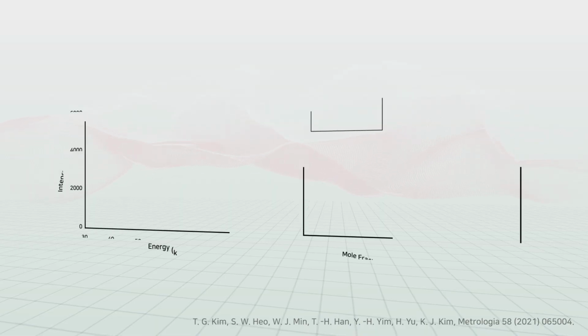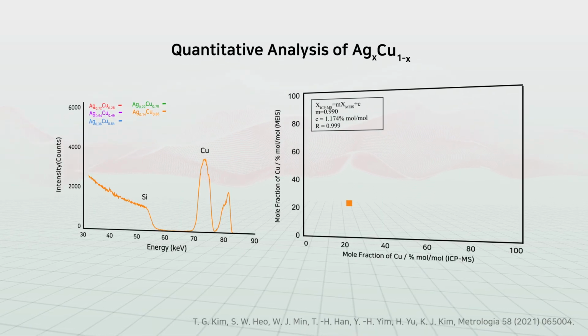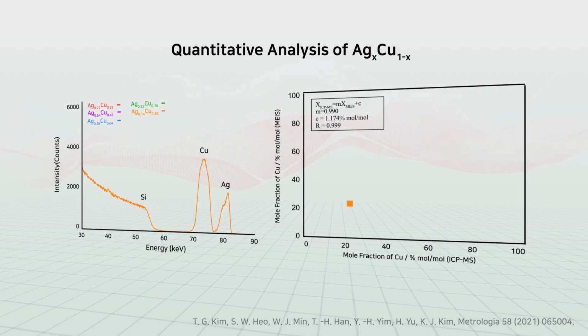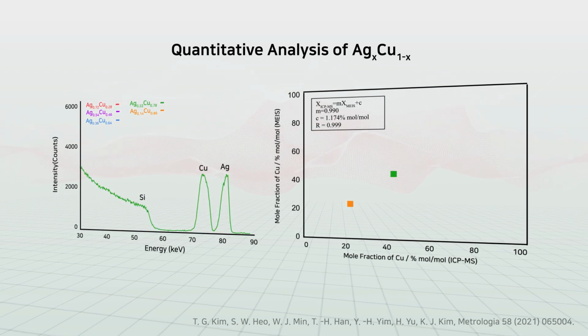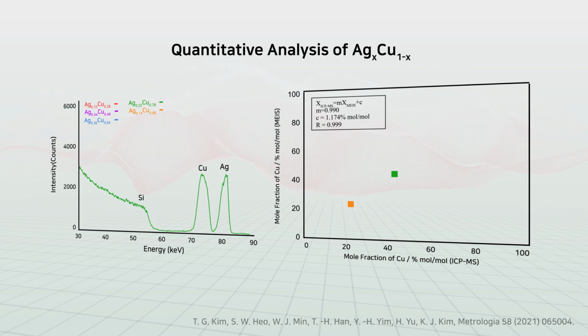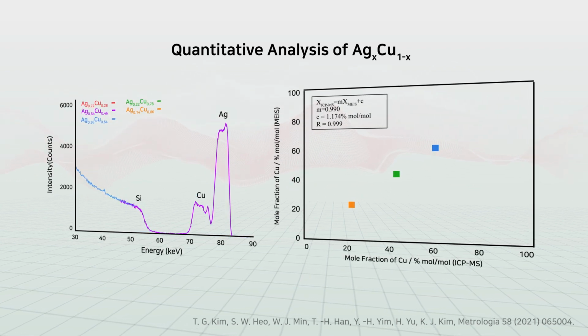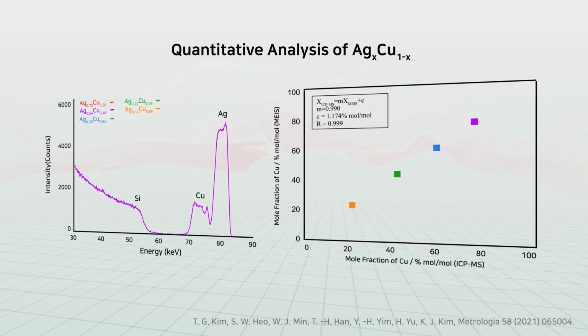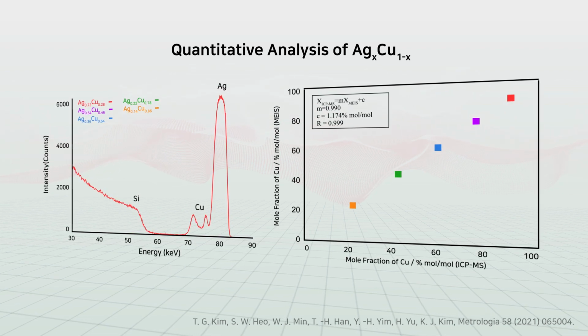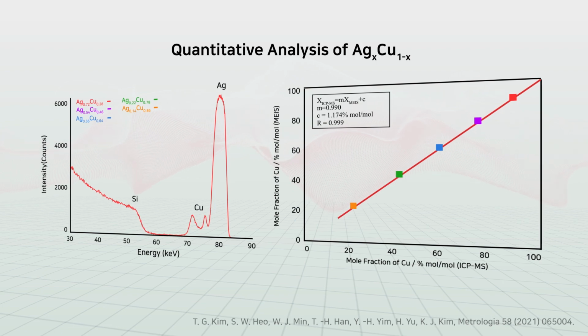These results were obtained from MEIS measurements of thin silver-copper alloy films. ICP-MS is known to be very quantitative, and the quantity measured by MEIS was verified to be the same as the result of ICP-MS within the error range. In other words, the MEIS results were highly quantitative.